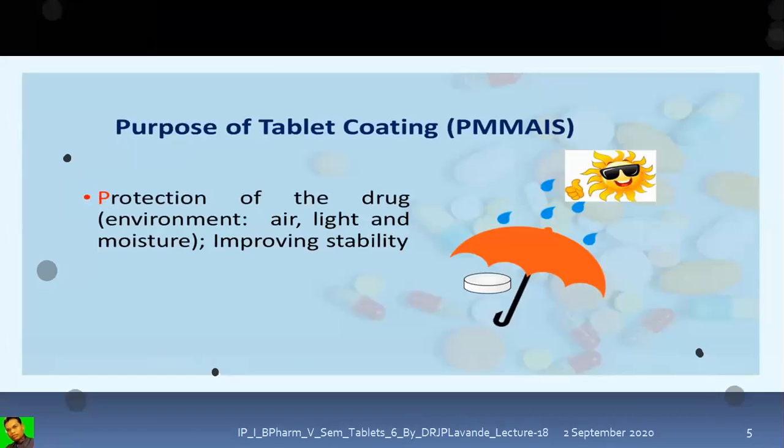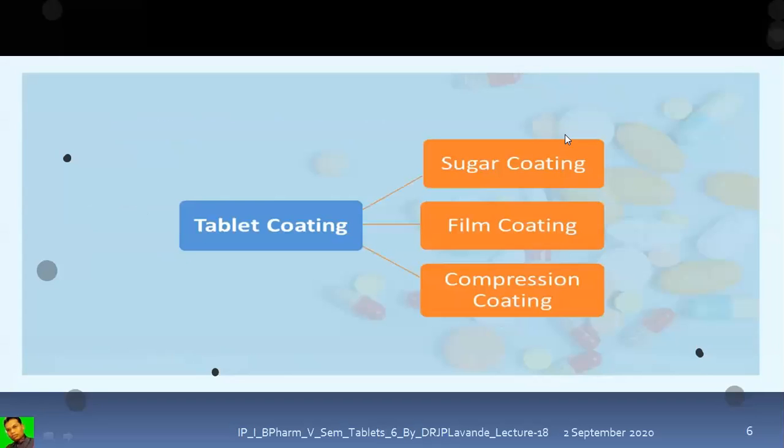What are these purposes? Please tell me. The different purposes are PMMAIS. What is the PMMAIS? Protection, modification, masking, appearance, identification, and strength. Then we had gone through the tablet coating.